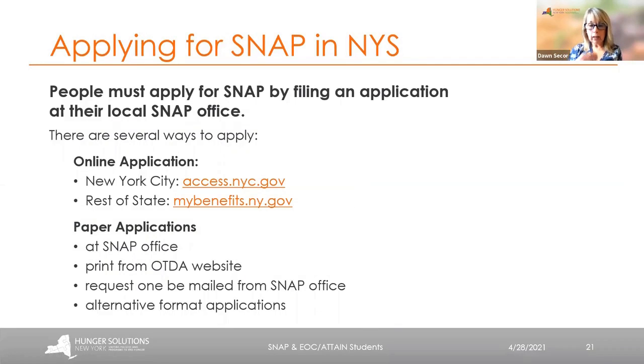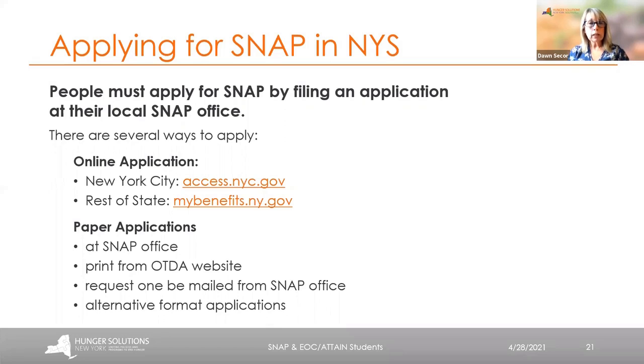So how do people apply? Well, people must apply for SNAP by filing an application at a local SNAP office in the county they reside. You can see we have online applications, which are probably going to be best for students as they have access to computers, they like computers, they use computers in their daily lives. And we have an application specific to New York City, Access NYC, and one for rest of state, which is mybenefits.ny.gov. These are online tools available to all New York City and New York State residents to help them connect with benefits, services, and work support.